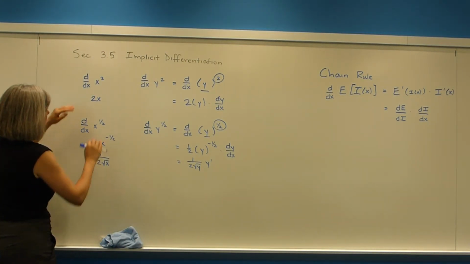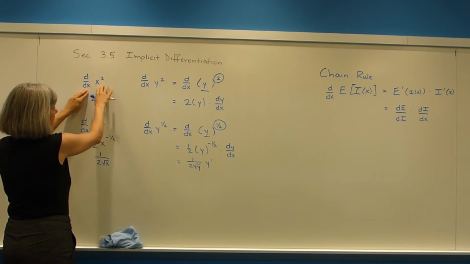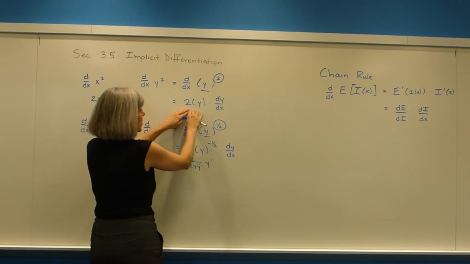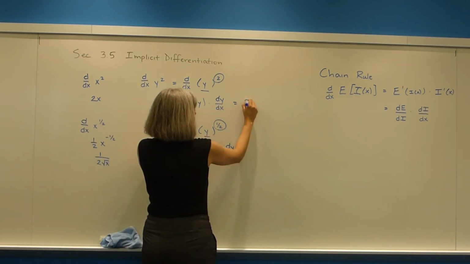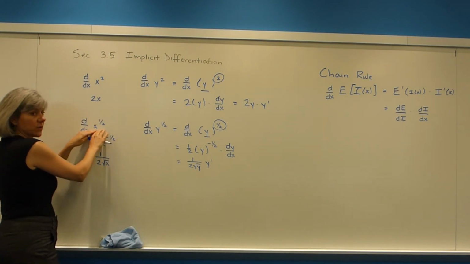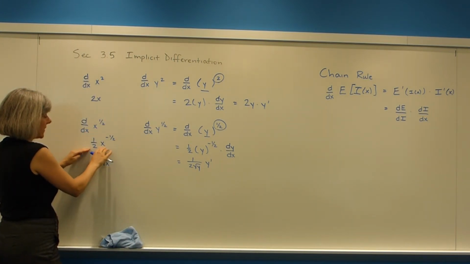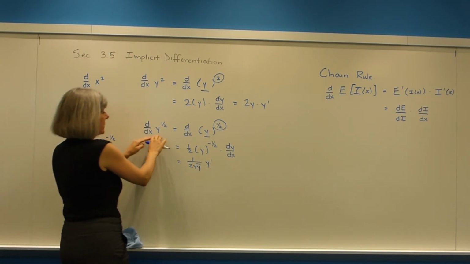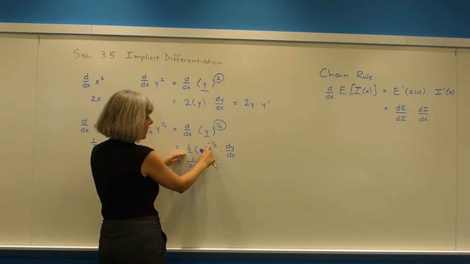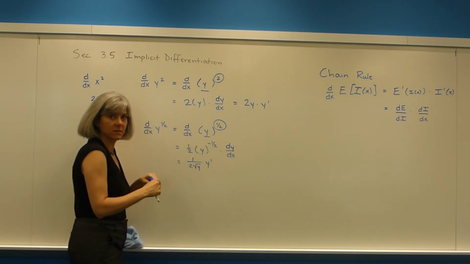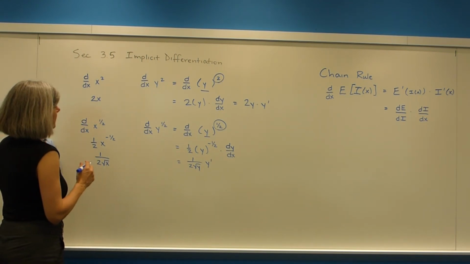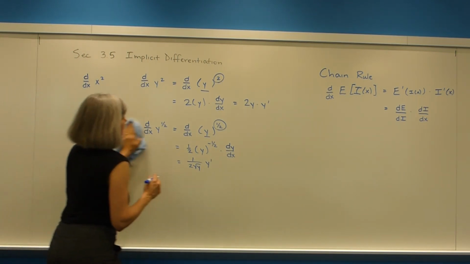Okay? So derivative of x squared is 2x. Derivative with respect to x of y squared is 2y. And again, let's write this way, 2y, y prime. Derivative of x to the 1/2 is 1/2 x to the minus 1/2. Derivative of y to the 1/2 with respect to x is 1/2 y to the minus 1/2 dy dx. So let's do one more example. I'll leave that one up there.